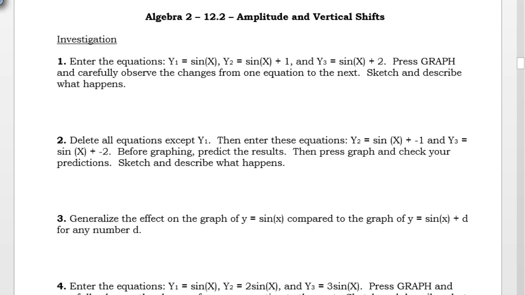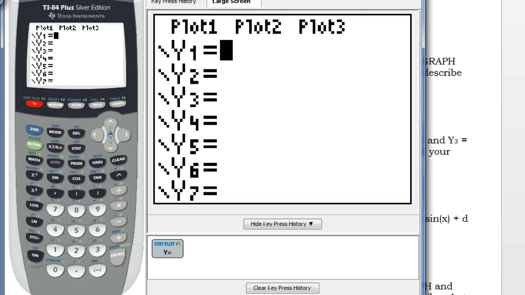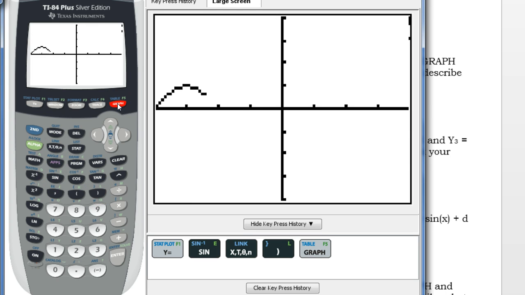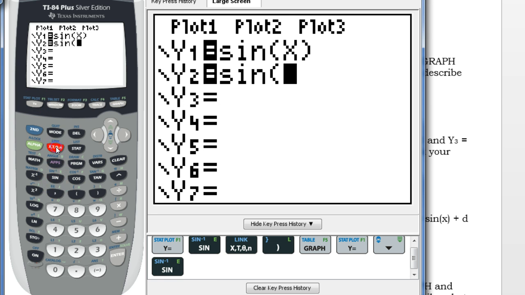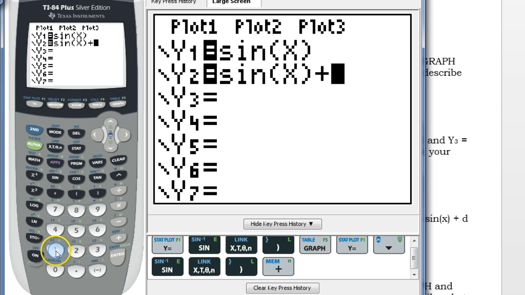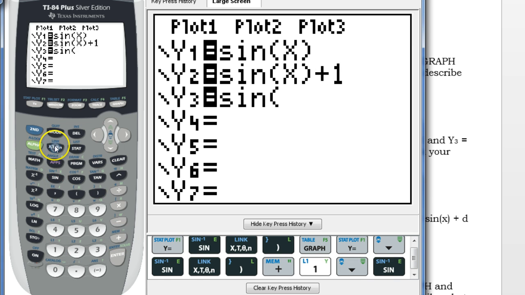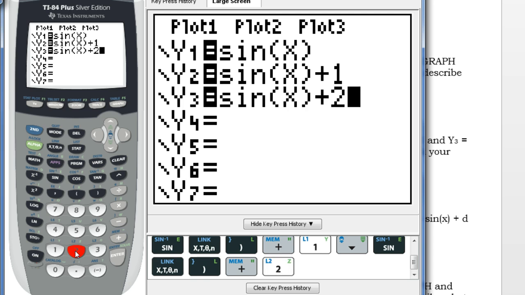On my worksheet, it tells me to put sine x plus 1, and sine x plus 2 into the calculator and then graph them to see what happens. So we already know what sine x looks like. We did that in 12.1. So it's a sinusoidal curve, starts at 0, 0, goes up, back down, back up, forms a complete circle if we were to wrap that around. If I take that sine function and I graph it with a plus 1, and then I'm going to try graphing it with a plus 2, how will that change the graph?